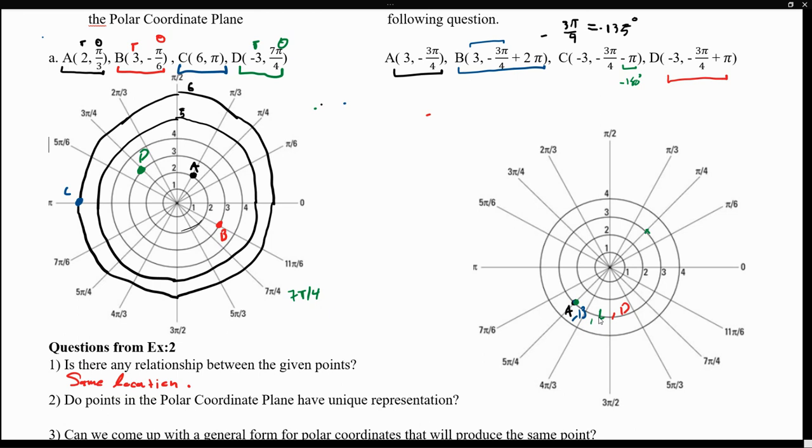All these points, A, B, C, and D, they all have this location right here. So now the following, it says, do points in a polar coordinate plane have a unique representation? In this case, no, because we have just shown that this same point right here, there are 4 different ways that we can represent the same location. And there's even more. But we just decided to just do 4 because that would be just too much. So when it comes to polar coordinates, there are different ways that we can represent the same location.